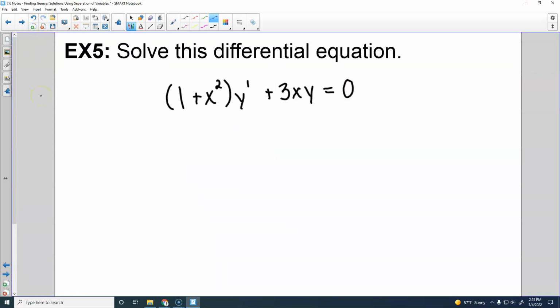All right, last one. Notice this one gives you the y prime, so we want to change it to a dy dx. And we'll go ahead at the same time, that'll be a good idea, and move that 3xy over to the other side.